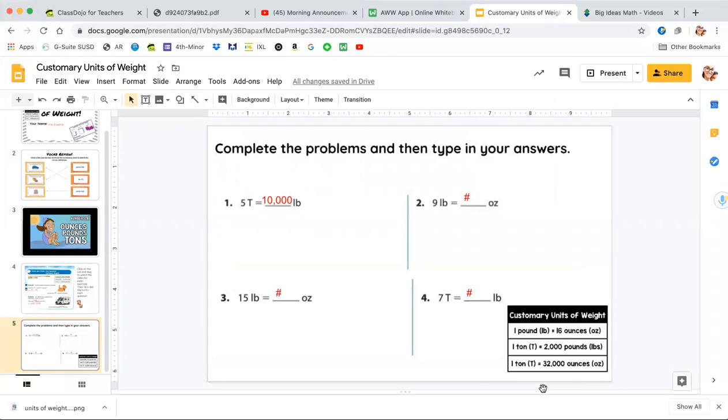So we take a look at the chart. I say, well, okay, if I have a pound, that's 16 ounces. So I could do 16 plus 16 plus 16 plus 16 plus 16 plus 16 plus 16 plus 16 plus 16. So I could add 16 9 times. But again, when you're adding something multiple times, there's more room for error. So the best thing for us to do, instead of adding multiple times, is to multiply. So 9 pounds multiplied by the 16 ounces in 1 pound.